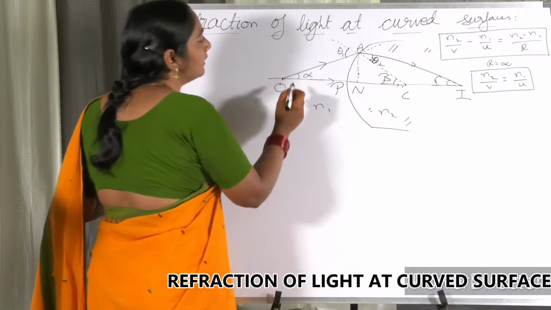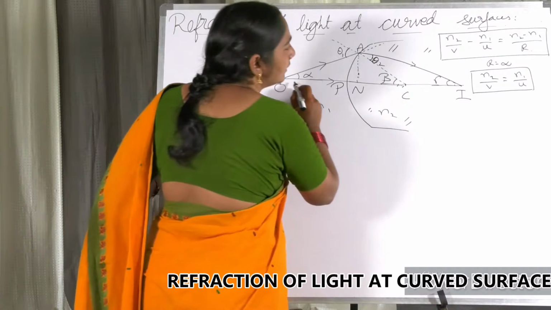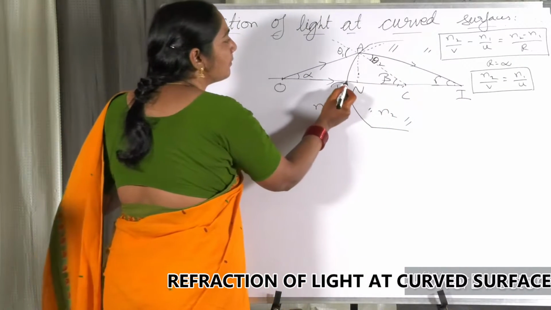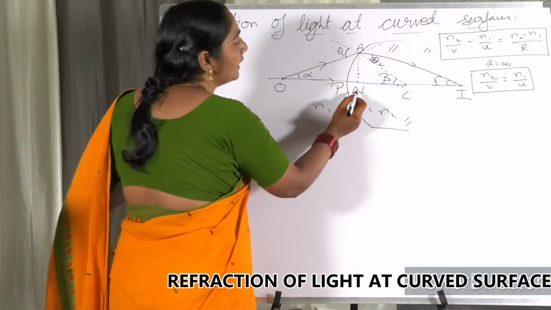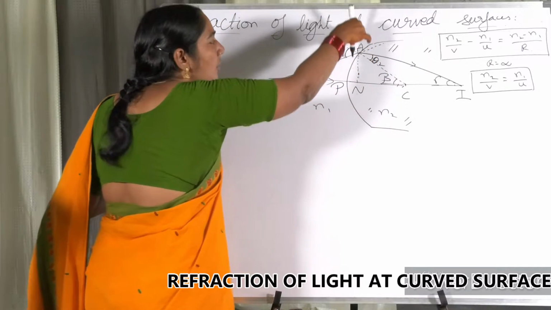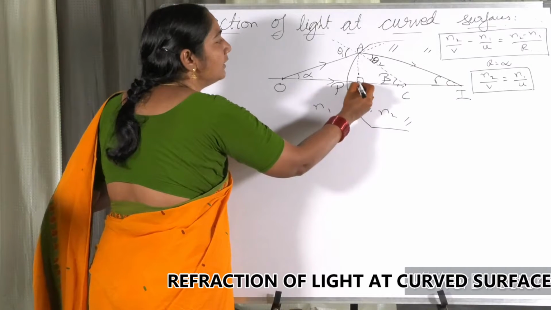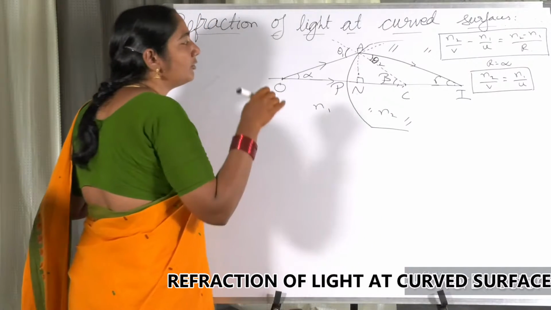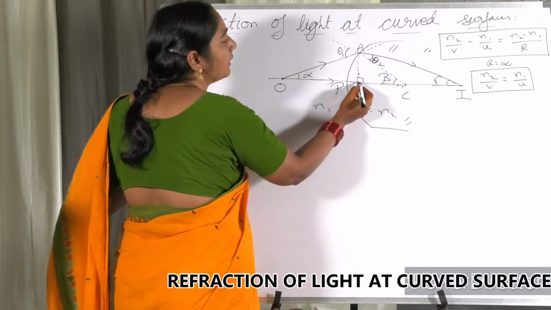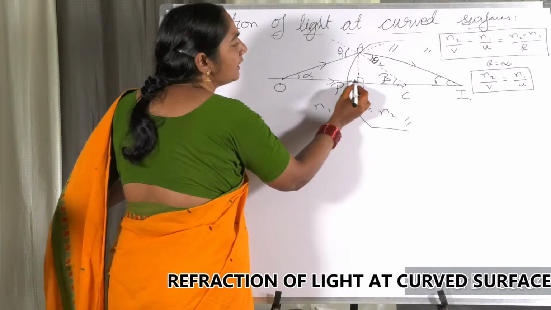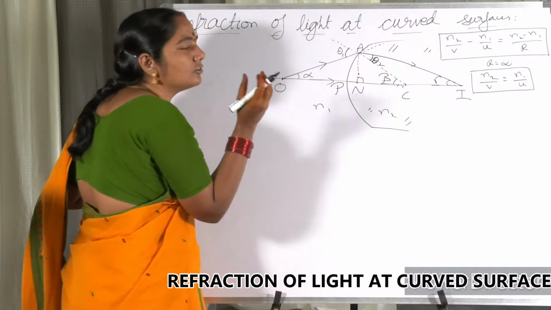And my dear friend, here this is the principal axis. P is the pole, already known to you. N is the foot of the normal. From A, you drop a line. If you drop a line, it meets the principal axis at N, the foot of the perpendicular. Okay, right? This is N. But this distance is very small. P and N are very close to each other.